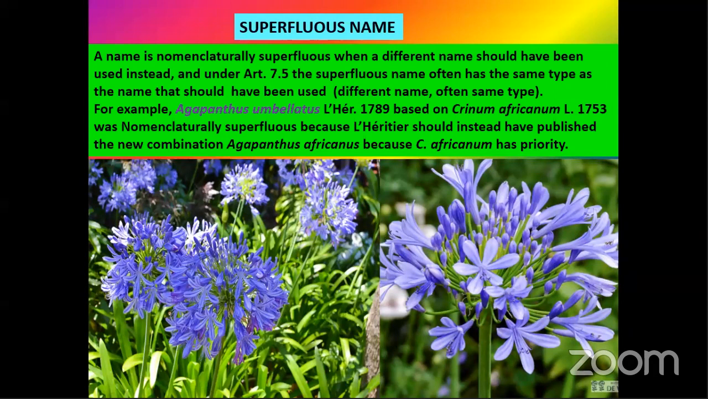In the Species Plantarum, he published Crinum africanum, but later, in 1789, the same species was published as Agapanthus umbellatus. So it is nomenclaturally superfluous because he did not follow any basionym or the priority of publication. Now, for the combination Agapanthus africanus, Crinum africanum has priority, and we have to follow it. When changing a species from one genus to another, we have to follow the basionym. So now Agapanthus africanus is a valid name. Next slide, please.